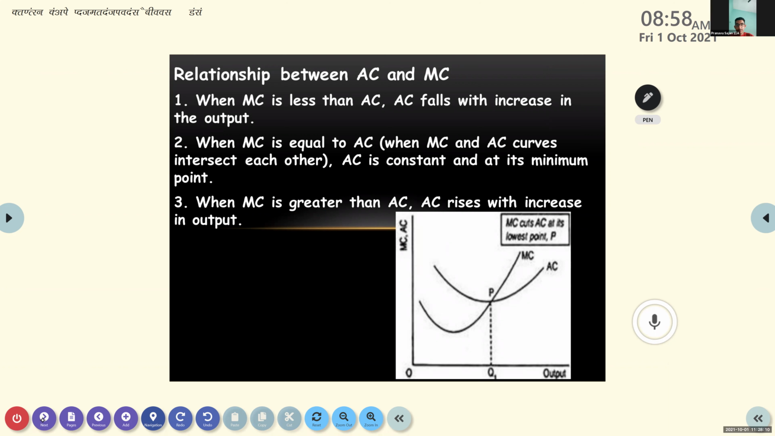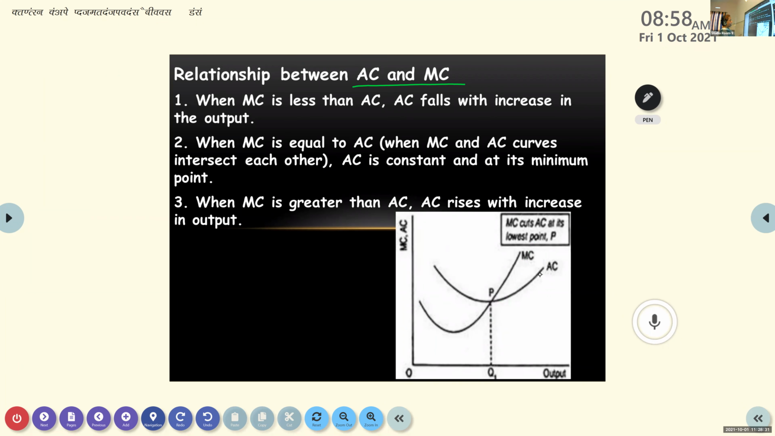Average cost. MC is marginal cost. Now there is some relationship, some features you can see between AC and MC. You look at the curve. This curve is MC and AC is the U-shaped curve.